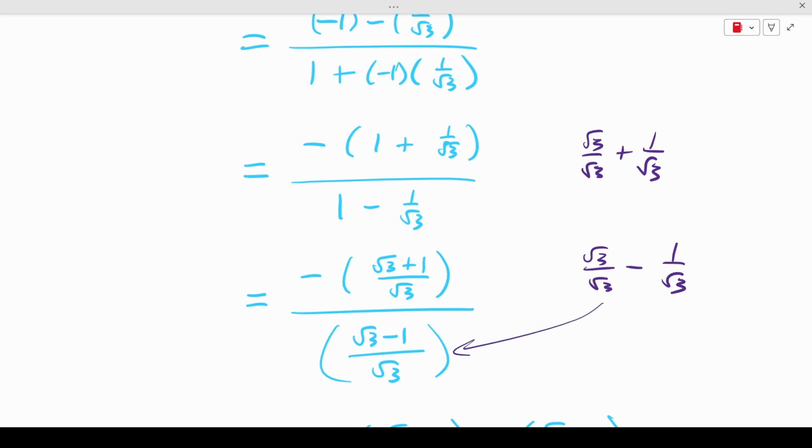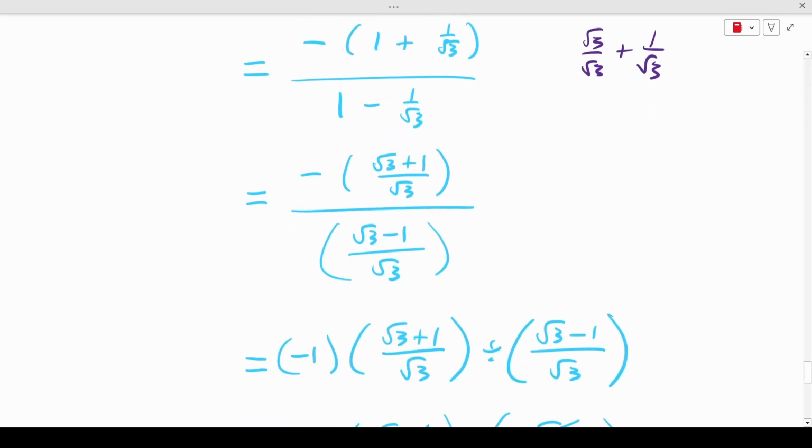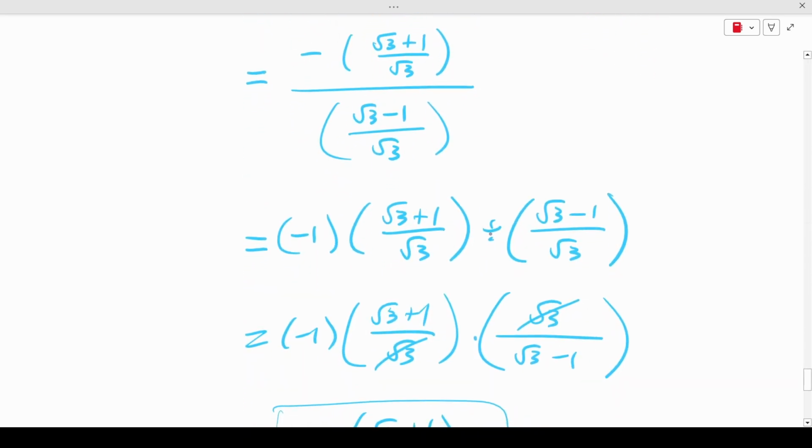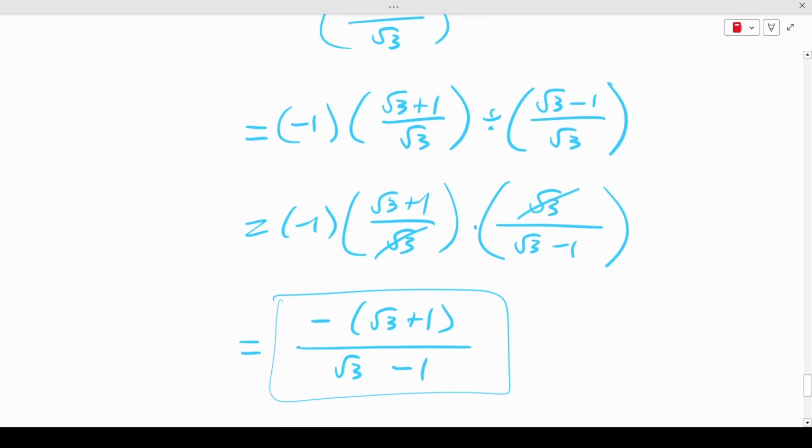That's that there. And then I have a fraction divided by a fraction. Well, I can do keep, change, flip. There they are as fractions. I put my negative out front as a negative 1. Take the reciprocal. My root 3's cancel out. And I'm left with this. That's a pretty good answer. I would be satisfied with that, but you might want to rationalize.